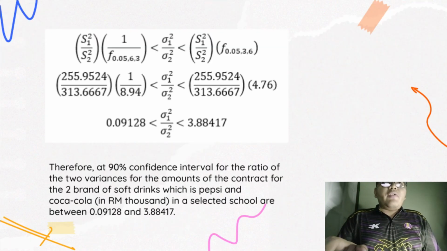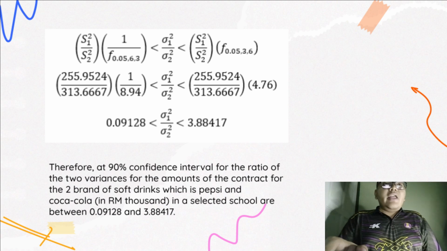So we put all of the values in the formula of the F distribution. So we get two values, which are 0.09128 and 3.88417. So sigma squared 1 over sigma squared 2 is between 0.09128 and 3.88417.